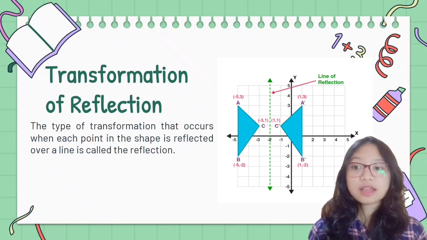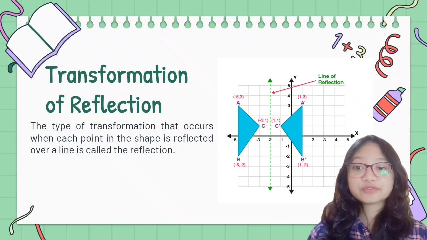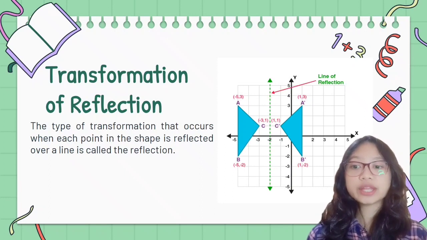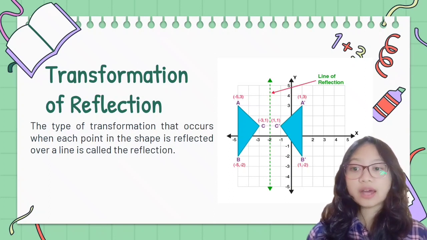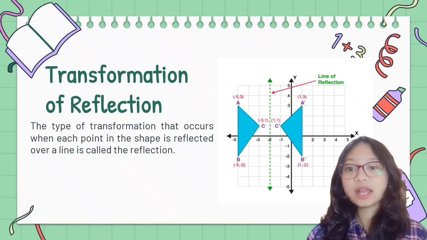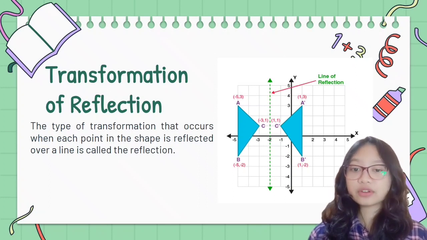Now we will discuss reflection. The type of transformation that occurs when each point in the shape is reflected over a line is called reflection. Reflection is simply known as a flip. A reflection is a mirror image of the shape. An image will reflect over a line, known as the line of reflection.